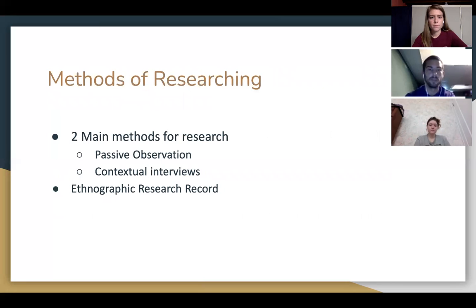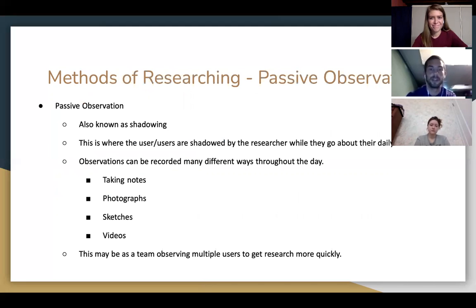For methods of researching, we have two main methods: passive observation and contextual interviews, and then we'll talk a little bit about how research is recorded. So for methods, the first one was passive observation. This is also known as shadowing. This is where the user or users are shadowed by a researcher while they go about their daily tasks. Observations can be recorded in many different ways. This includes taking notes, photographs, sketches, and videos.